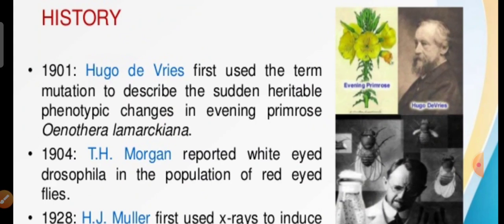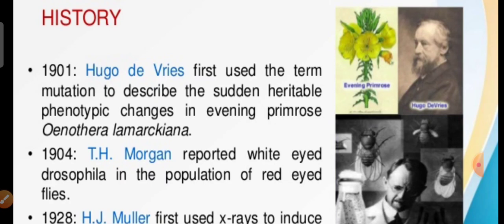Now, what is a gene? We have studied what is a gene. It is a segment of DNA, or you can say it is a sequence of nucleotides. It is a polynucleotide sequence. So any qualitative or quantitative change in the genetic makeup of an organism in the gene leads to mutation.